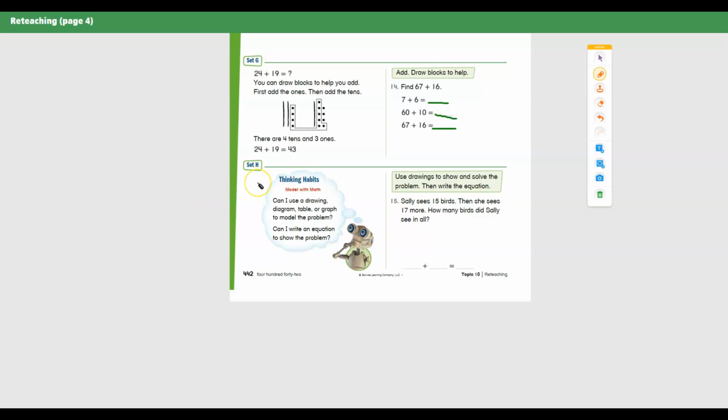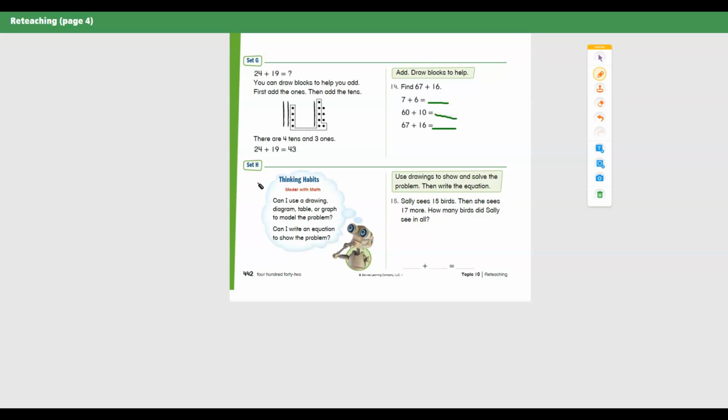For set H, it says thinking happens. Model with math. Can I use a drawing, diagram, table, or graph to model the problem? Can I write an equation to show the problem? For our last problem, problem 15, it says use drawings to show and solve the problem. Then write the equation.